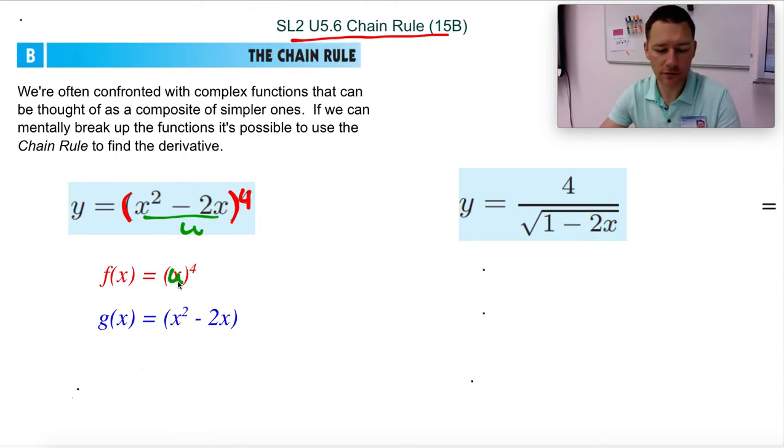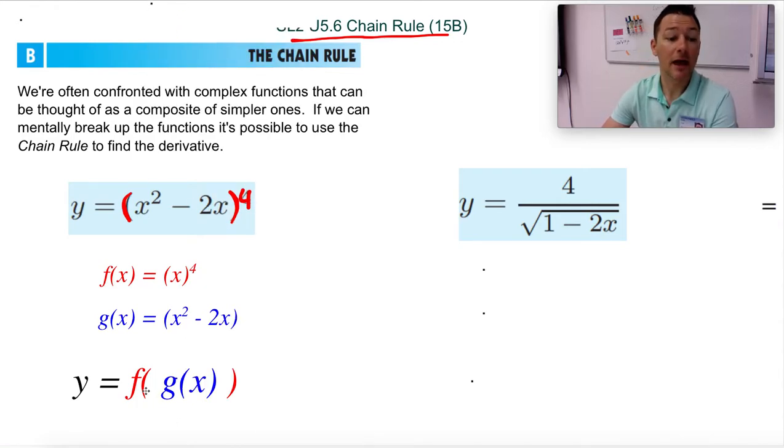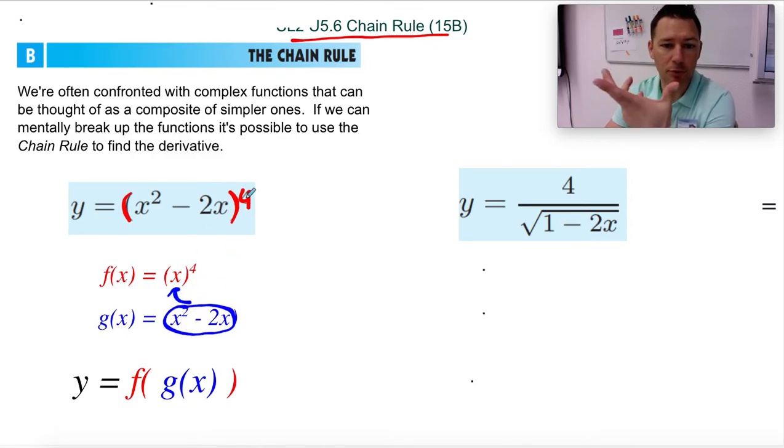Right? So I'm going to leave it as g of x and f of x. In the text, I'll show you the notation with the u. That works too. I think it's easier to see like this. So you could think about this original function y as f of g of x, right? You take g of x and you put it in there. You take g of x and then put it to the fourth power.